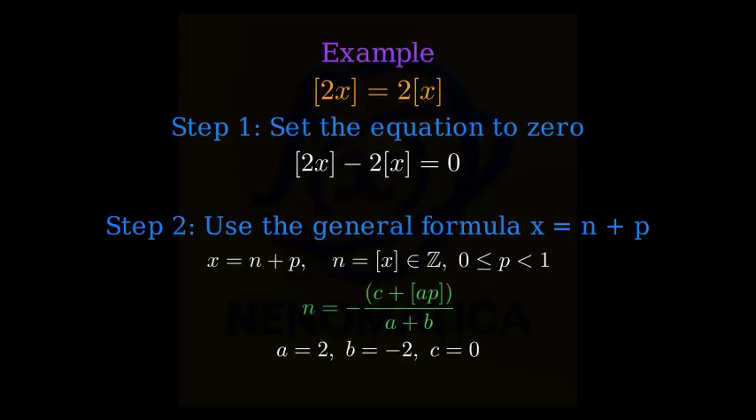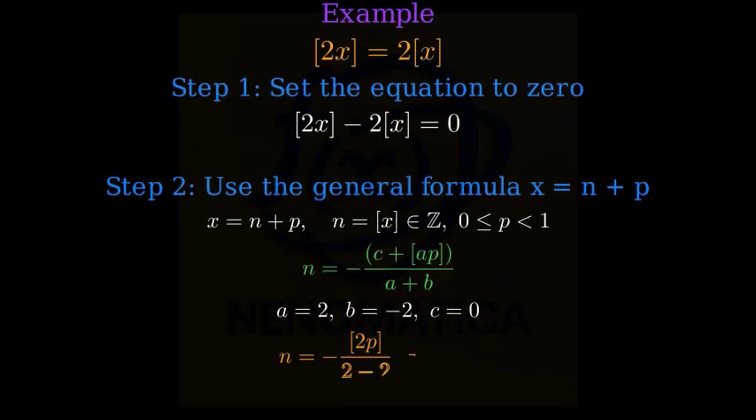Plugging into n equals negative of c plus floor of ap, divided by a plus b, we get n equals negative floor of 2p over 2 minus 2, which is n equals negative floor of 2p over 0. Since division by 0 is undefined, we must analyze the numerator term floor of 2p by cases.